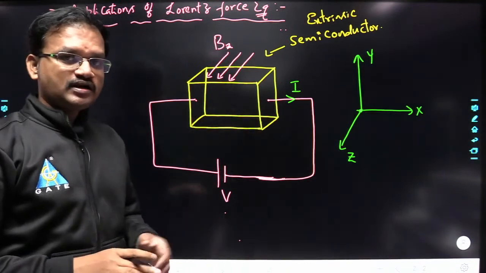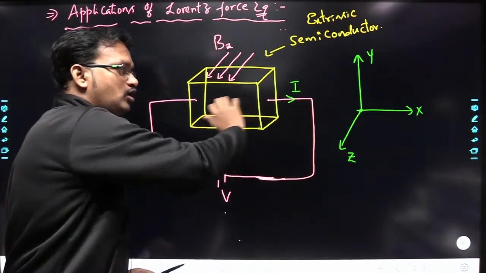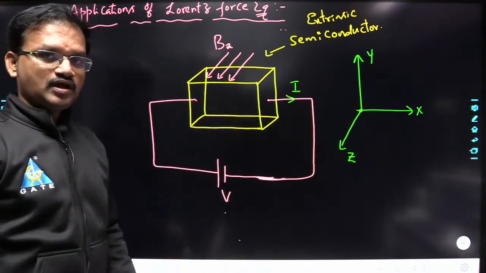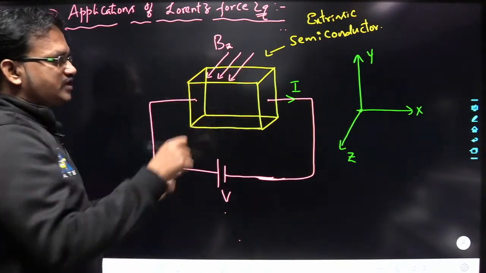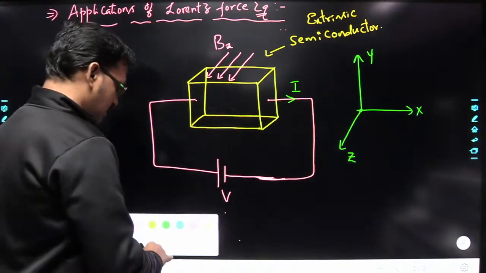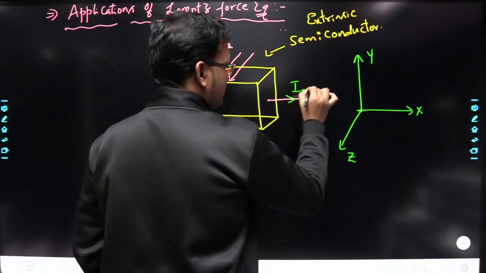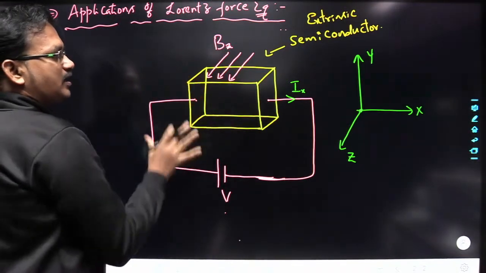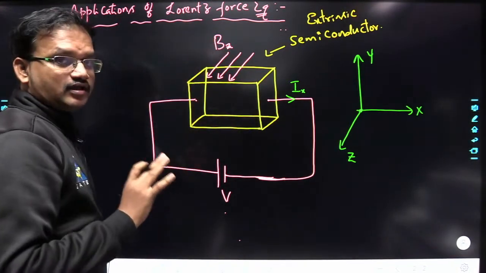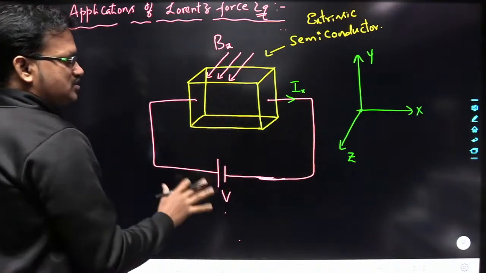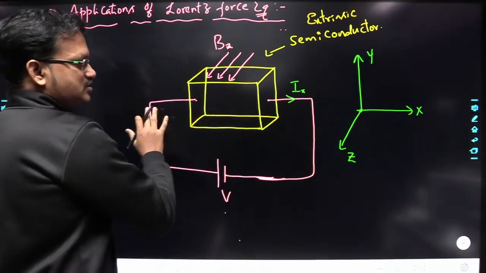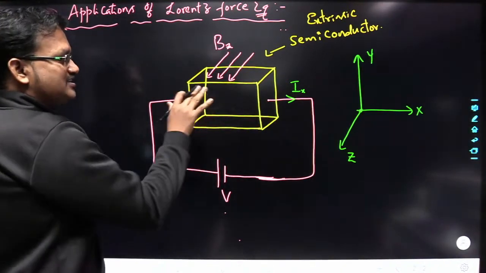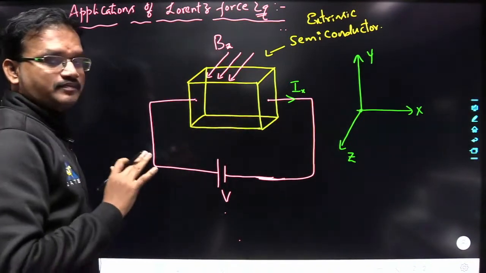What do you mean by transverse magnetic field here? It must be perpendicular to the flow of current direction. Understood? So the B field is pointing in the positive Z direction, and the current is flowing in the X direction. So I have applied a potential across this semiconductor such that there is a current flow, and this current carrying semiconductor is subjected to a transverse magnetic field.